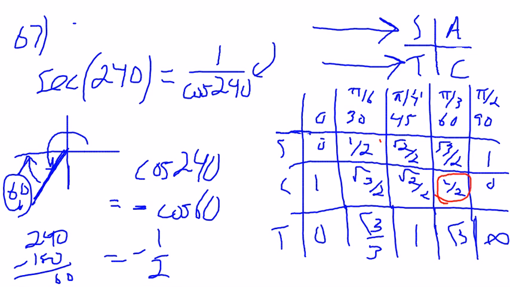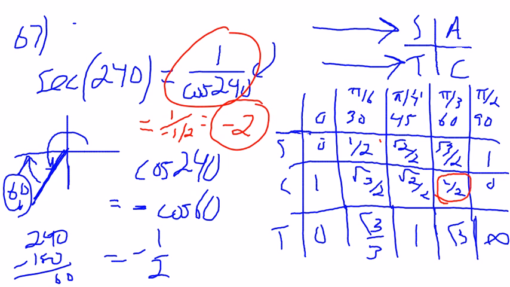So if I go back up top, I need to do my secant of 240 is 1 over cosine of 240. So my cosine of 240 is negative 1/2. So I do 1 over negative 1/2, which is, I just take the reciprocal of it, which gives me -2, and that's my answer. Hopefully that helps with everything.